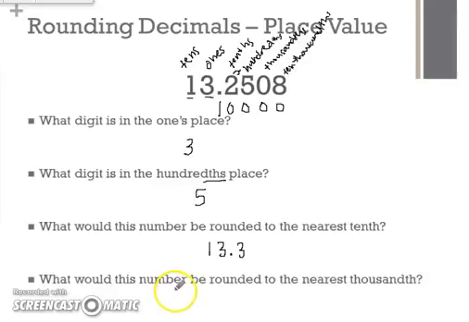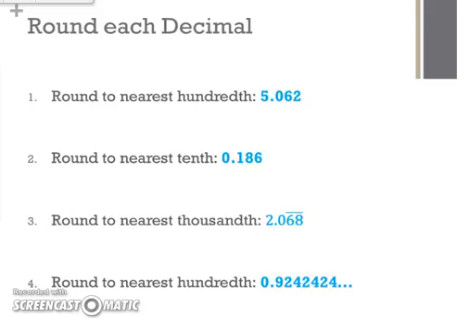And then what would this number be rounded to the nearest thousandth place? So the thousandths place is here, where the 0 is. Look after it. It's greater than 5, so we'd round that 0 up to a 1. So we would have 13.251 to round up. Trying this again with a few more examples.